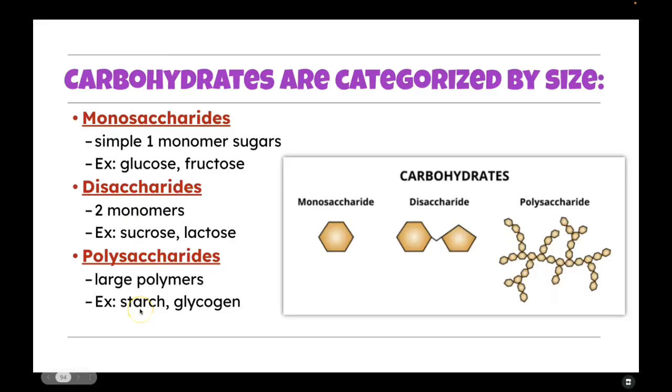Polysaccharides are starches, for example, needed for plant energy storage. And glycogen, that's needed for animal energy storage. Another type of polysaccharide is cellulose, which helps with plant structure, and chitin, which helps make the exoskeleton of an insect and a crab.